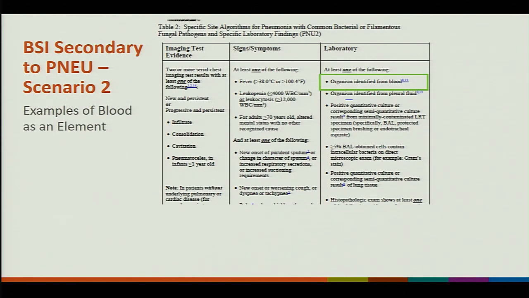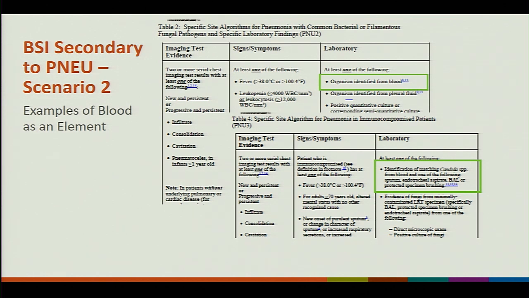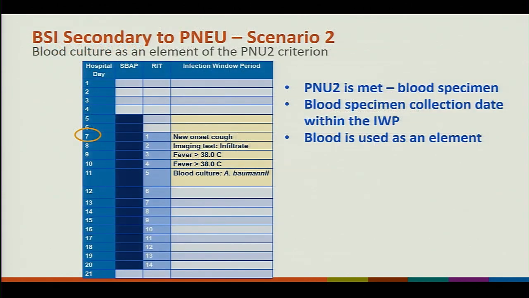So here's where we use blood as an element when we're meeting PNEU2, and here is the scenario where you can use blood as an element when you're meeting PNEU3. And incidentally, when you're meeting PNEU3, you can also scoop back to any of the PNEU2 laboratory requirements to meet PNEU3. You're calling it PNEU3 because the patient is immunocompromised.